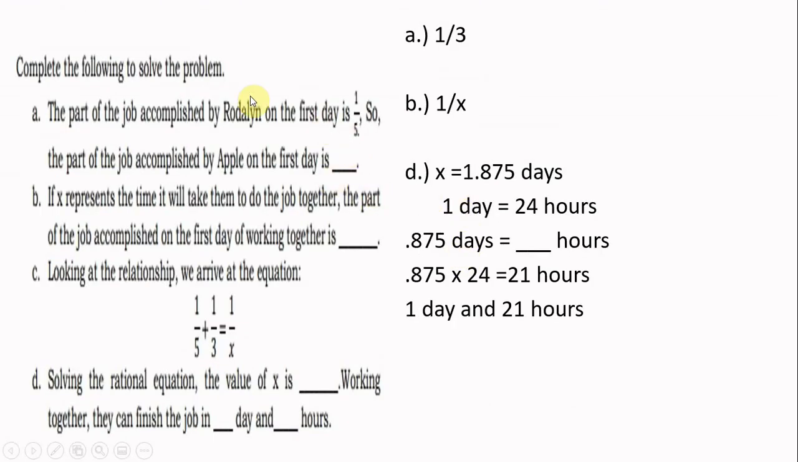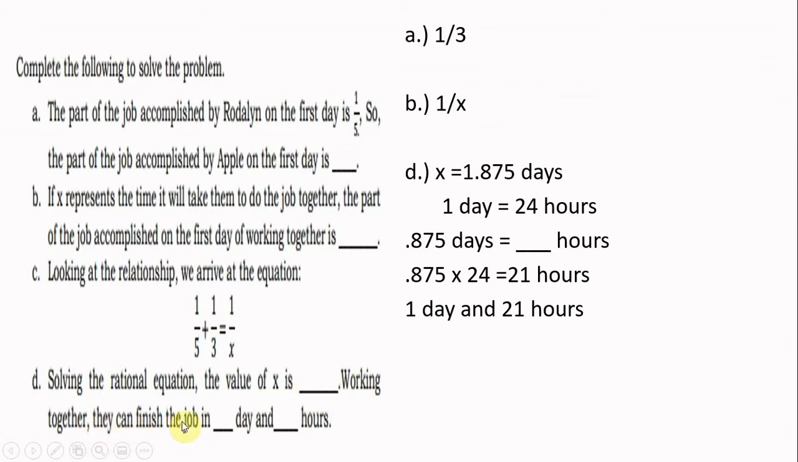Complete the following to solve the problem. The part of the job accomplished by Rodalyn in the first day is 1/5. The part of the job accomplished by Apple in the first day is 1/3. If x represents the time it will take them to do the job together, the part of the job accomplished on the first day of working is 1 over x. Okay, so looking at the relationship, letter D, solving the rational equation, the value of x is 1.875 days.